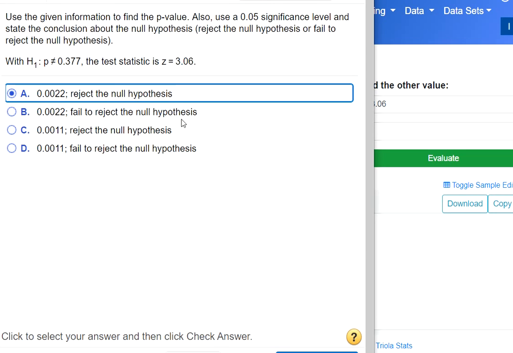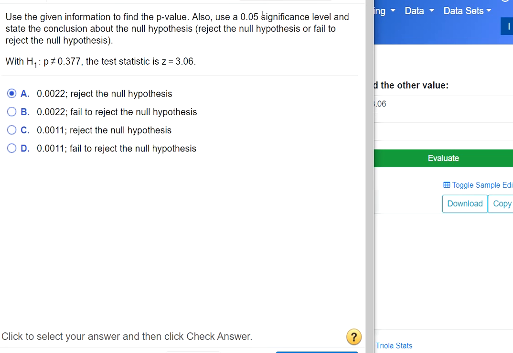So if the p-value is low, if it's below the significance level, that means it's very unlikely the null hypothesis is true. We're going to reject it in favor of the alternative hypothesis.